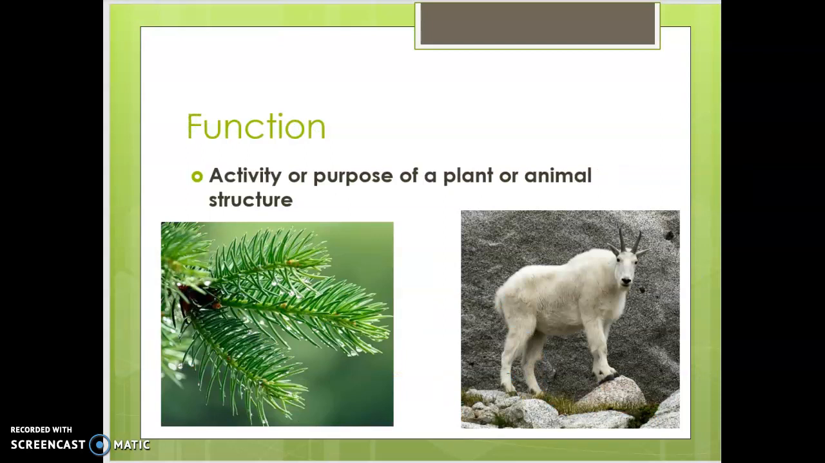The next word we're looking at is function. Now, function has to do with the activity or purpose of a plant or animal structure. So, for example, if I'm talking about the spikes, even on a cactus, the purpose is what I'm looking at. Why is it there? If you're thinking about this mountain goat, it looks like, he has these horns. What is the purpose of this structure on the goat? So we need to start thinking not only, yeah, the goat has horns, that's a structure. What's the purpose? What activity is helped by the animal having this particular structure?